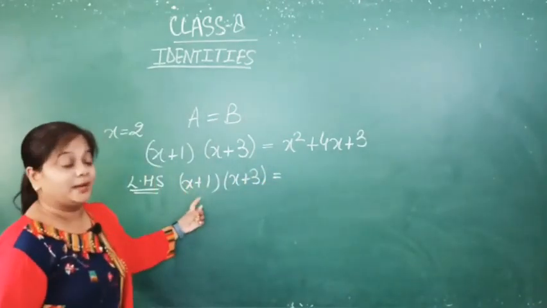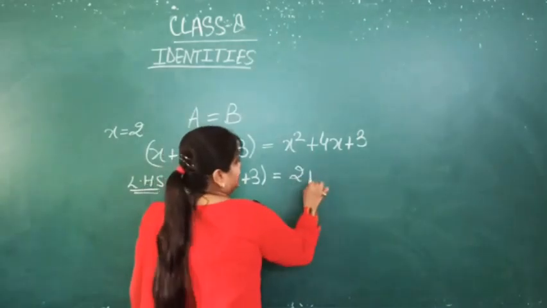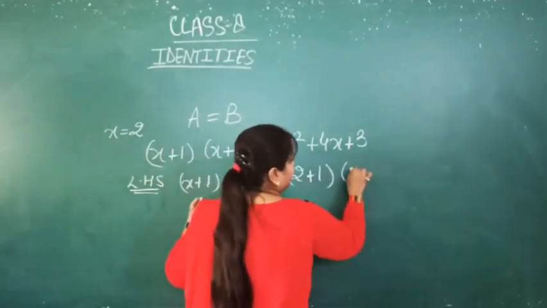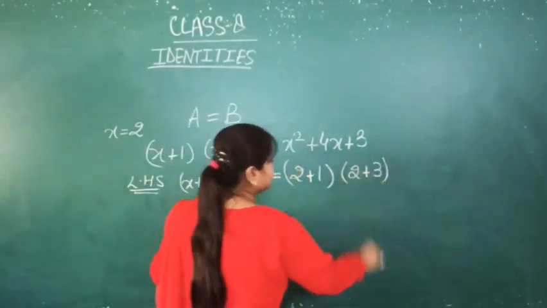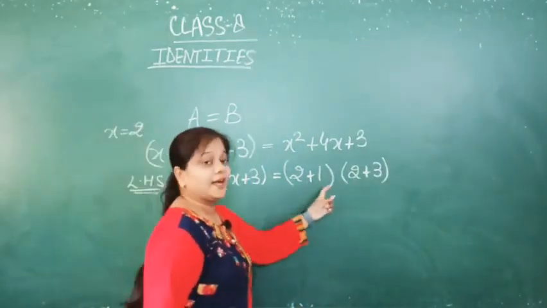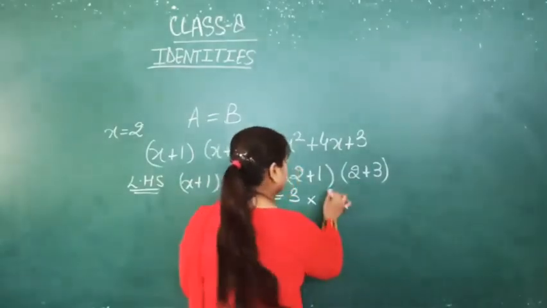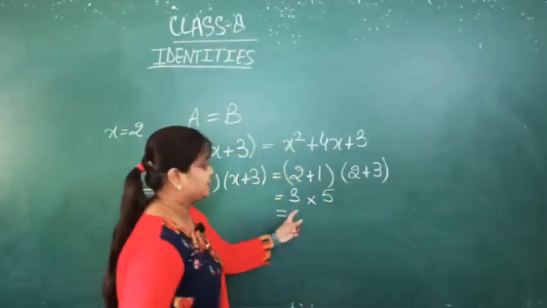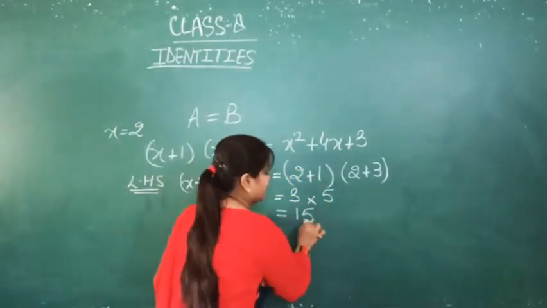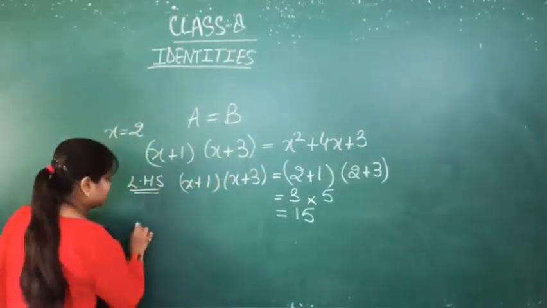Here, using 2 in place of x, 2 plus 1 and 2 plus 3. 2 plus 1 is 3 and 2 plus 3 is 5. So, we will get 3 into 5 equals 15. Now, RHS side.